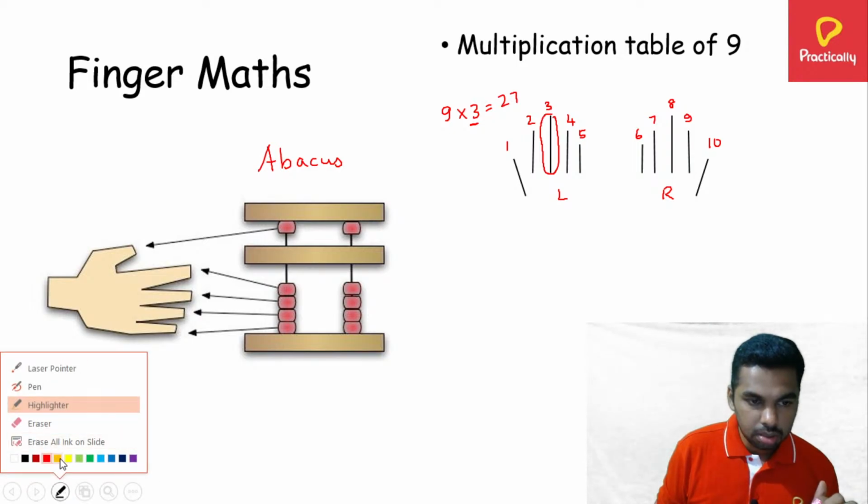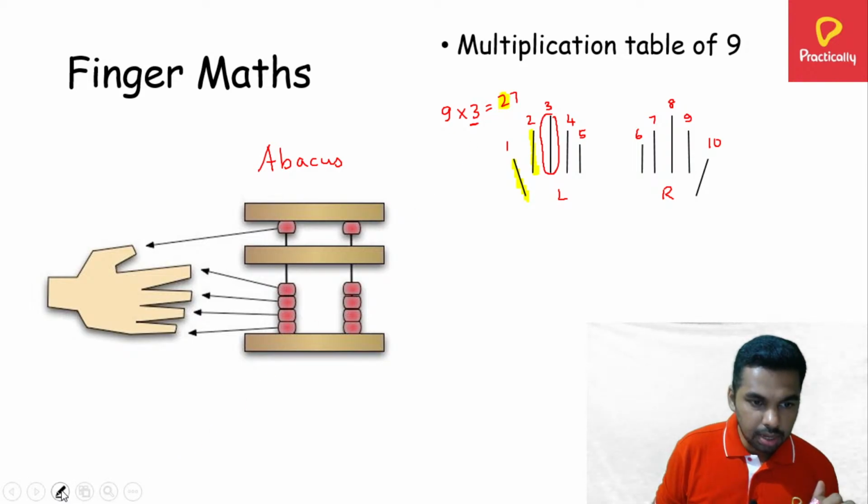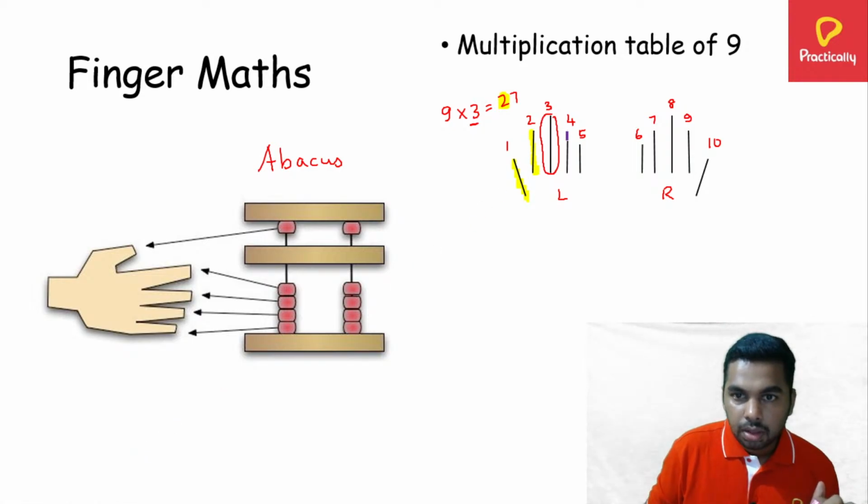Highlighter, yeah, yellow. So on the left we have 2 positions. So the answer is 27. So the first digit is coming from the left digits. And the second one, let's use a different color now. Let's use violet. So we have 1, 2, 3, 4, 5, 6 and 7. That is why the second number is 7.